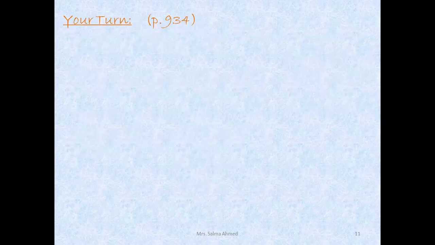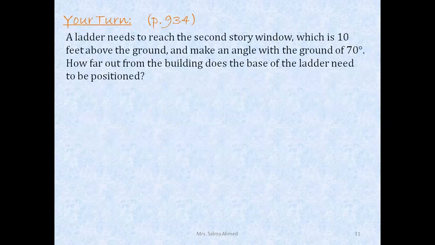Your turn, page 934. A ladder needs to reach the second story window, which is 10 feet above the ground, and make an angle with the ground of 70 degrees. How far out from the building does the base of the ladder need to be positioned?